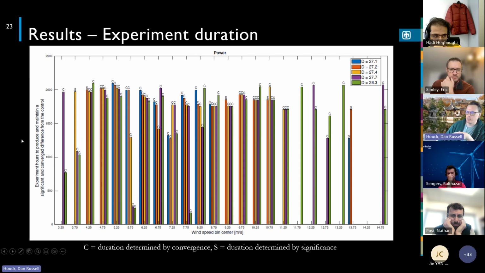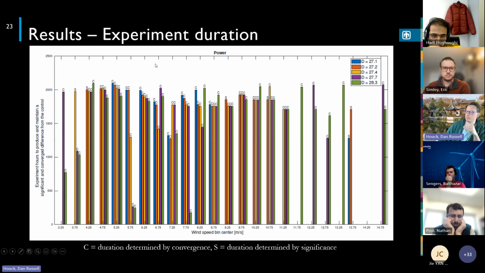All right, but then these next 2 are maybe the big results here. So this is experiment hours to produce and maintain a significant and converged difference from the control just for power. So we have our wind speed bins down here. For each bin, we have the 5 treatment rotors because we want to know how long the experiment takes for these to be significant and converged, for the difference to be, excuse me.